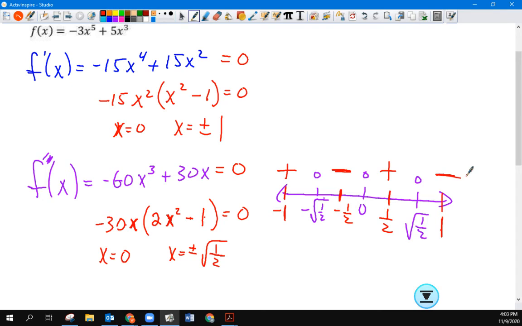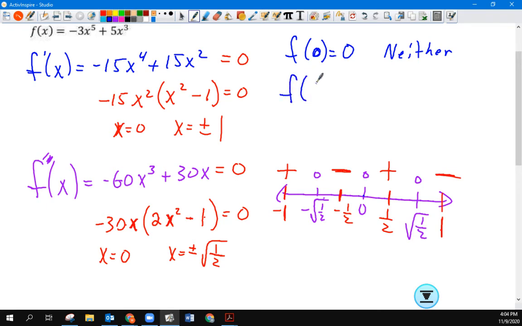Okay, well, now how is this going to help us with our critical points? We go back up here to our critical point, f of 0. When we plug in 0 into our original function, we get 0. Okay, well, let's look here. 0 is a point of inflection. So this is neither, because there is no concavity there.